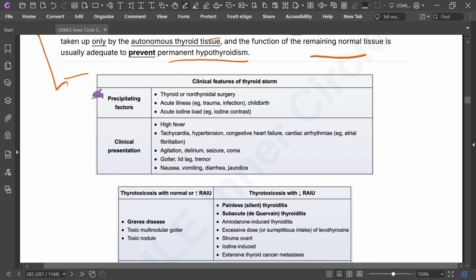The most important clinical features of thyroid storm, very important. It can happen after thyroid and non-thyroidal surgery, acute illness, trauma, infection, childbirth, and acute iodine load. High fever, tachycardia, hypertension, congestive heart failure, cardiac arrhythmia, atrial fibrillation, agitation, delirium, seizure, coma, goiter, lid lag, tremor, nausea, vomiting, and diarrhea.